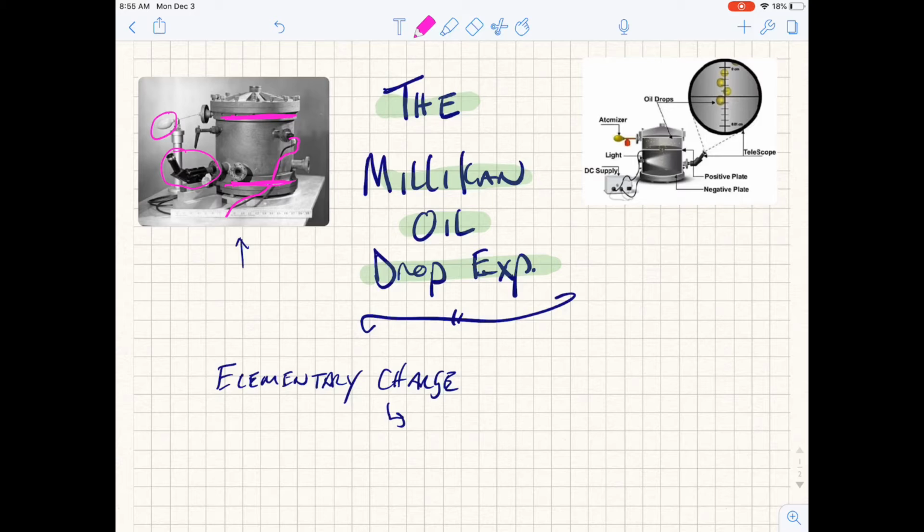Now we also had a light source that's set up. That's what these tubes here are for. These are light sources, allowing a small beam of light to enter into the chamber. Now this is a pretty cool experiment, and we're going to walk through today exactly what the experiment was, what he found, and the math that he used to discover this elementary charge, the smallest possible charge in the universe.